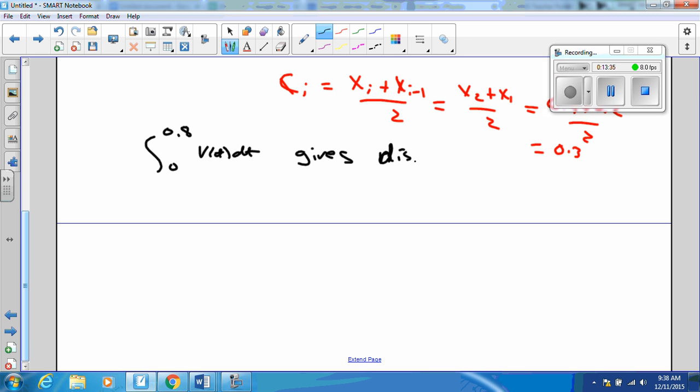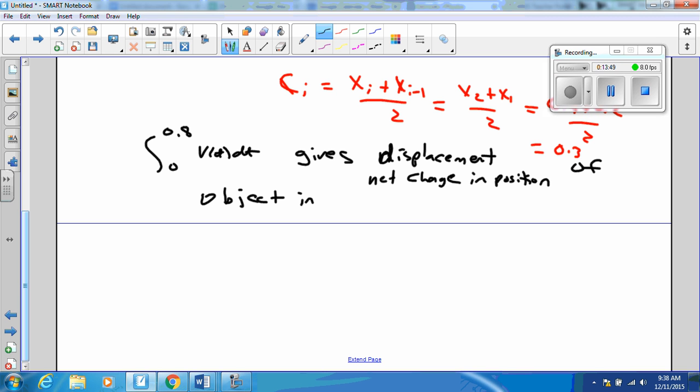Is the displacement, or you could say net change in position, of the object in meters for... So this is actually official language, and you want to make sure that you know how to use the official language, so watch this language carefully.